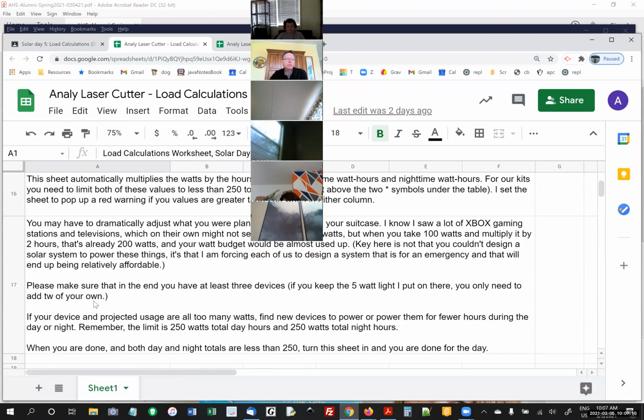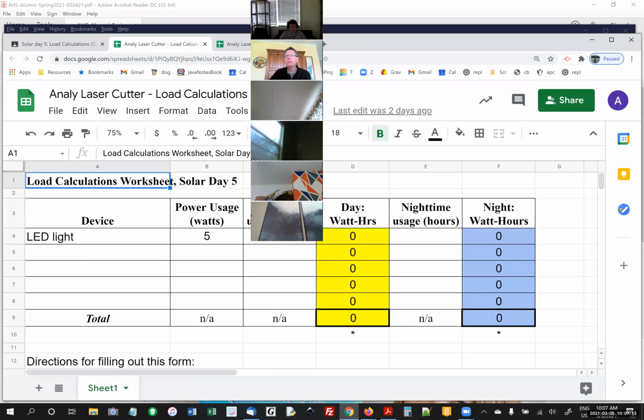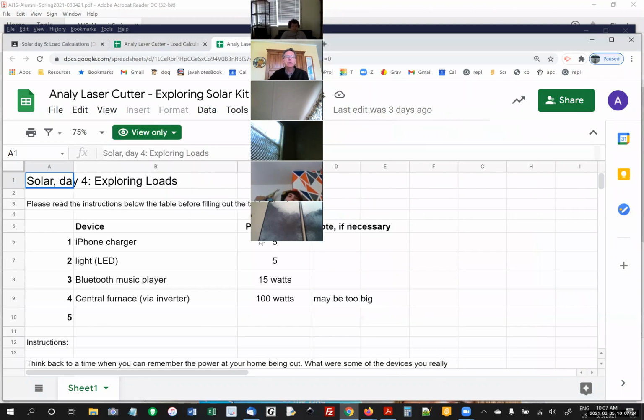So it's right below the table. You could just read this. It'd take you like a minute to read it and tell you what I want. I'm just showing you also because I think that's helpful. I want you to open up the spreadsheet that you did on Tuesday. I opened mine already here. So this was what I did for this fake account. I did my iPhone charger, 5 watts, LED light, a Bluetooth music player, and running my furnace.